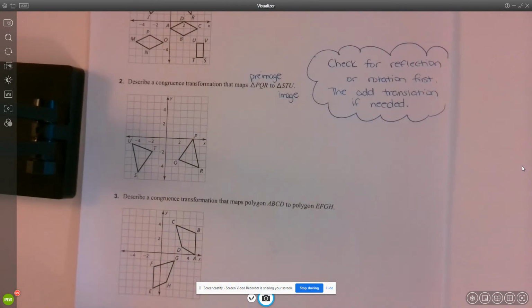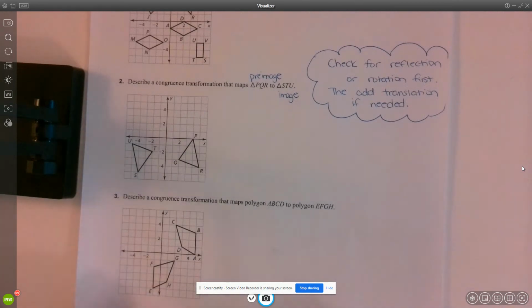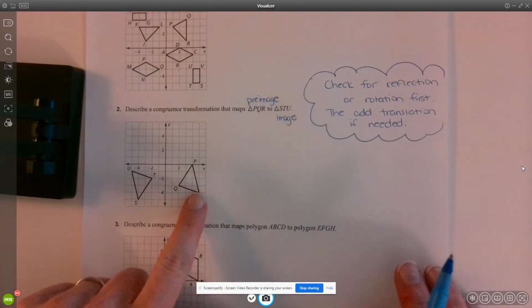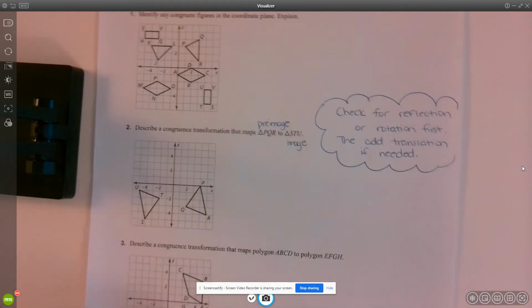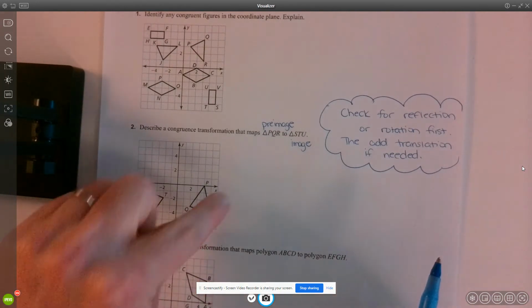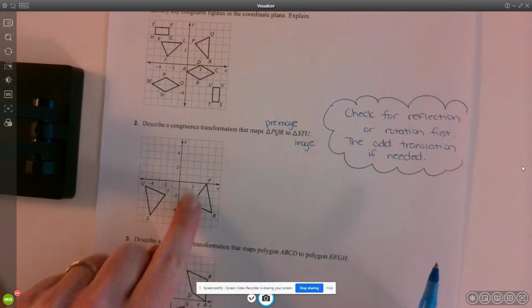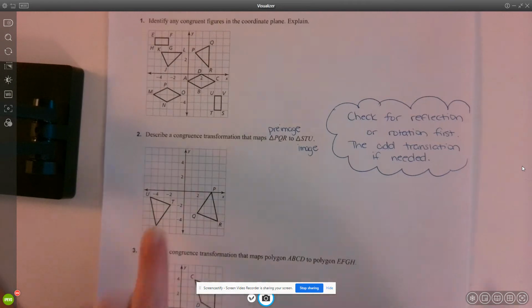Okay, so we're asking ourselves, can we do a translation? Can we do a rotation? Can we do a reflection? Can we do a combination of any of these? So what I recommend first is looking at the two shapes and first figuring out if a rotation or a reflection is going to have to take place. Notice these two triangles are not oriented the same way. I can tell that I'm going to have to do some kind of rotation to get triangle PQR facing the same direction as triangle STU.